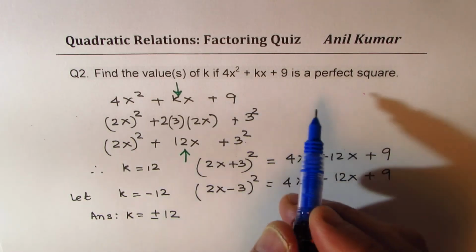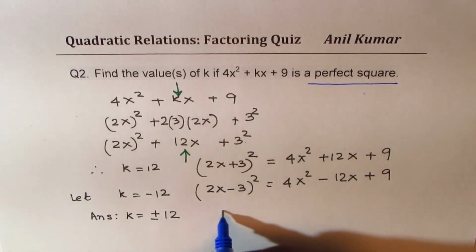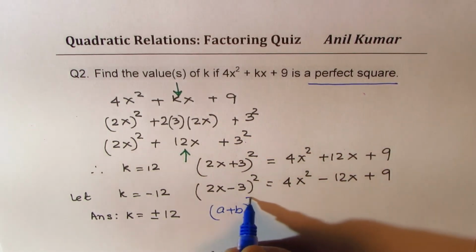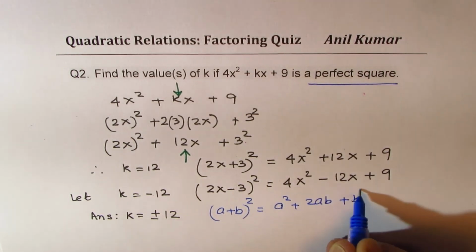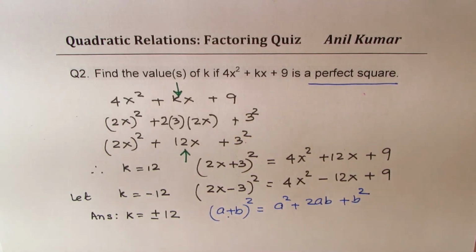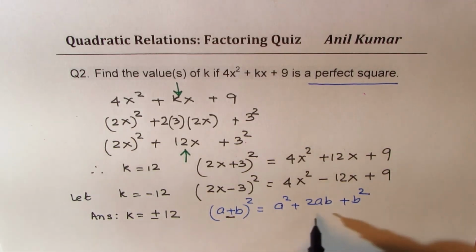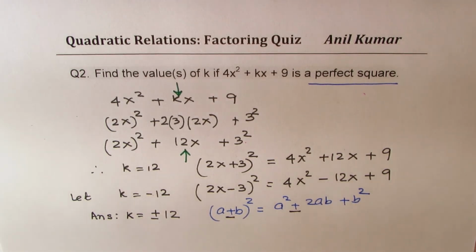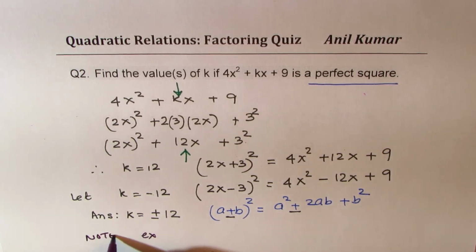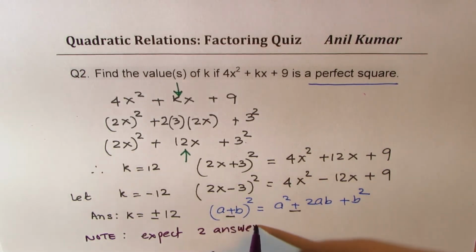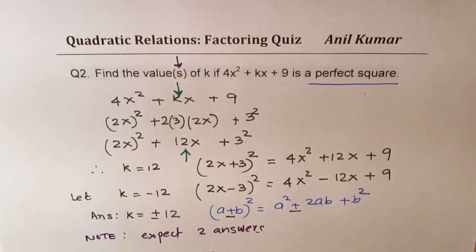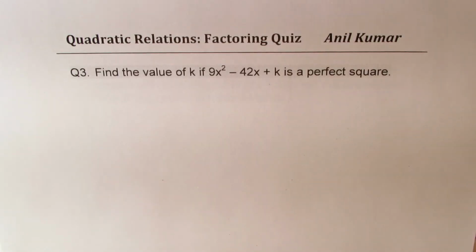The reason is, when we're talking about perfect squares, (a plus b) whole squared is equal to a squared plus 2ab plus b squared. But this is also a perfect square if I make it negative, right? So (a minus b) squared will give you minus 2ab. So in such cases, you should expect two answers, right? So note, expect two answers. That justifies why, instead of value, we're writing values, right? Okay, so let's continue. Take up question number 3.